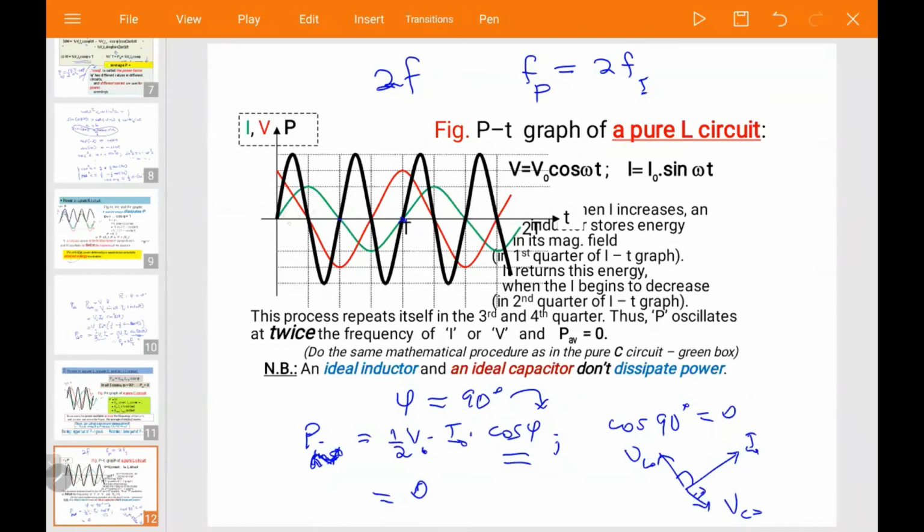In the case of a capacitor, between the plates, in its electric field, it stores energy. When the current and voltage change direction, it gives you back what it stored. So it doesn't consume. An ideal inductor and an ideal capacitor do not consume energy, do not dissipate energy. They store and they give you back over a quarter cycle. Store, give you back. Store, give you back. So over one period, the average power is 0. That's what it tells you.